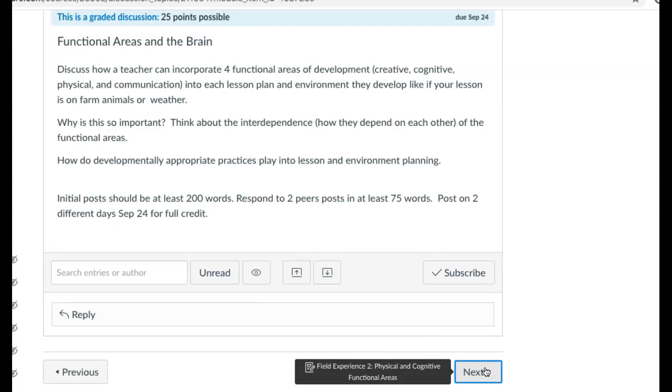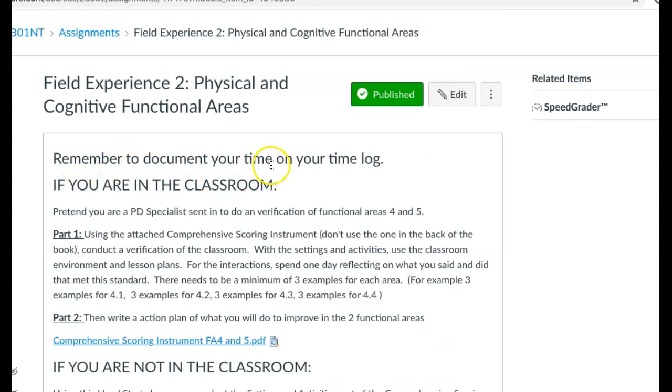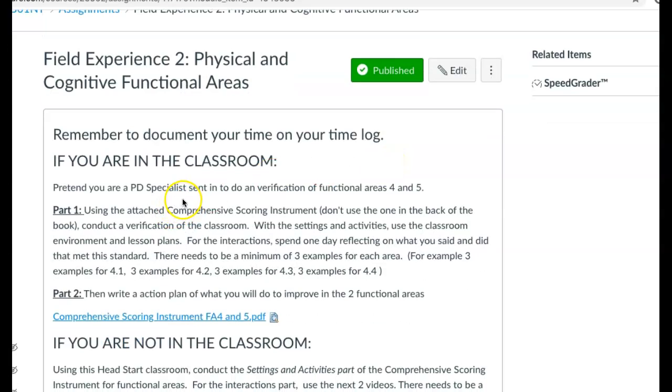Next is going to be field experience 2. And this is designed for the physical and cognitive functional areas. For everyone, remember to document this time on your time log. So what you're going to be doing is pretending you're a PD specialist and you're sent in to do verification of functional areas 4 and 5.